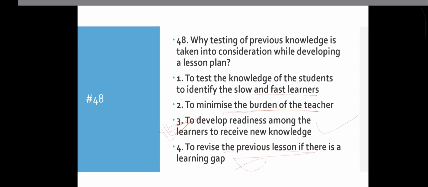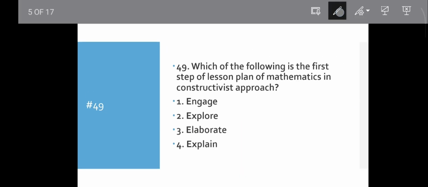Move to the next question. Question number 49. Which of the following is the first step of a lesson plan of mathematics in the constructivist approach? As you know, in the constructivist approach there are many lesson plans, like the icon model and the 5E lesson plan.